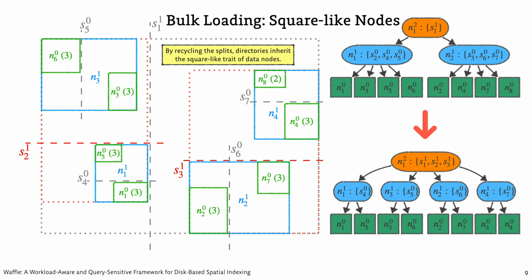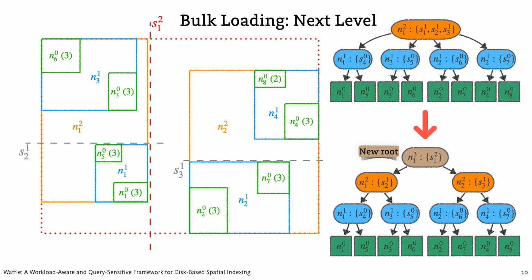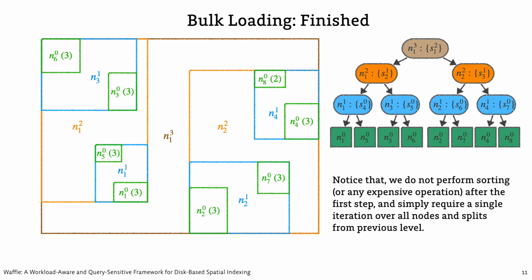Moving on, N21 now exceeds its directory fanout, so we partition it in the next slide on its first split, S11. And with that, we have two new nodes, N21 and N22, that share the contents of the old N21. The first split S11 used to partition the old N21 is now added to the split list of the new root N31. And this concludes our bulk loading procedure. Notice that we do not perform sorting or any similarly complex operation after the first step involving the data nodes. We simply iterate over the nodes and splits and separate them using the old node's first split.